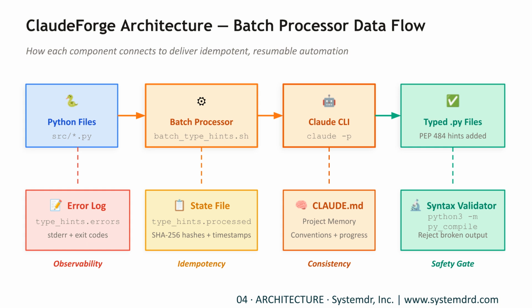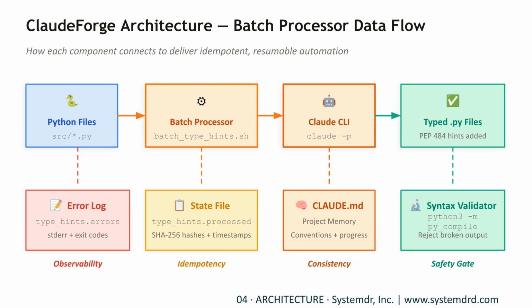The main flow runs left to right across the top row. Python source files from src/*.py are fed to the batch processor, the shell script we build in this lesson. The processor calls Claude CLI one batch at a time, and the output flows through a syntax validator before being committed as the final typed Python files. Below the main flow are 4 supporting data stores, each solving one of our 5 failure modes.